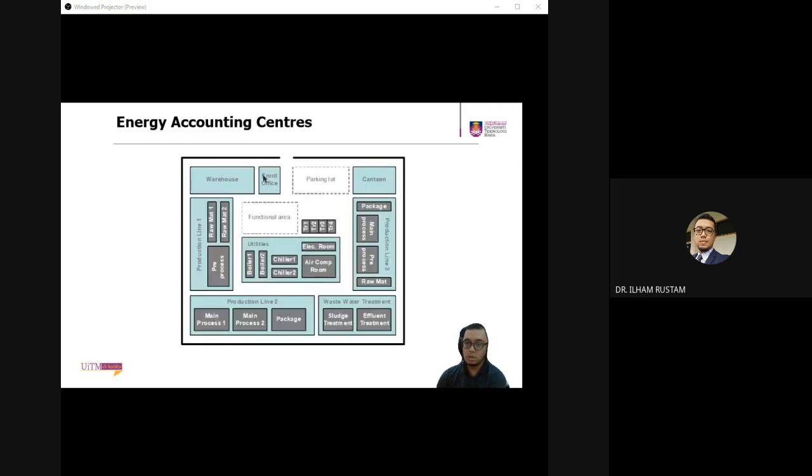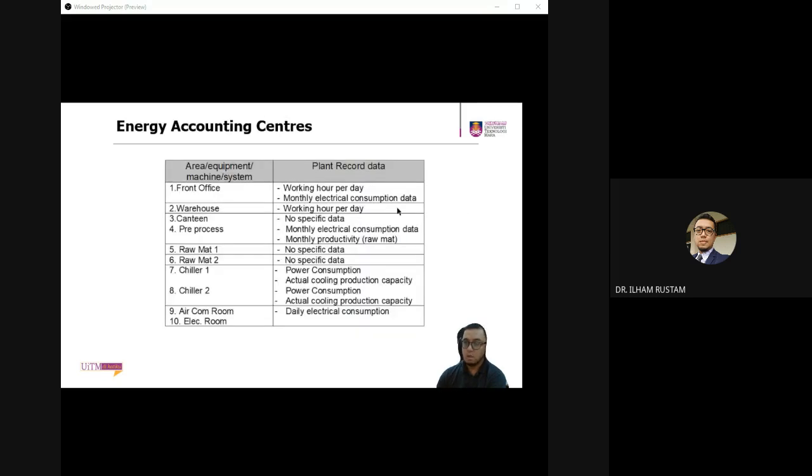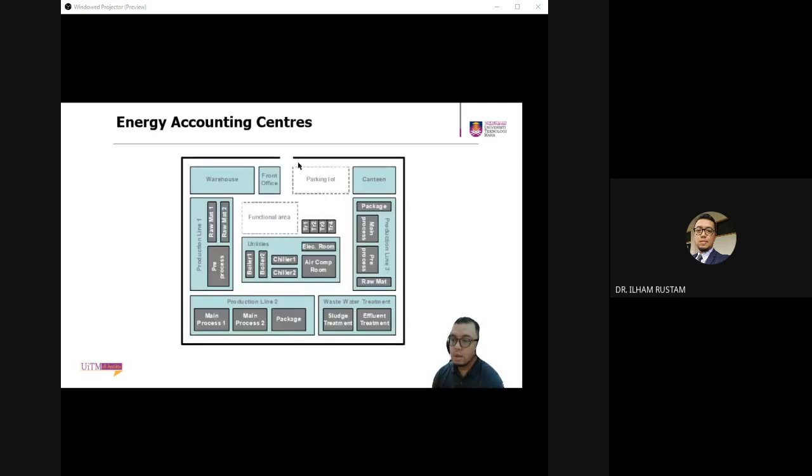So front office here typically will only involve air conditioning and lighting at the most, which consume significant electrical consumption. So that's why you need the data working hour as the output, monthly electrical consumption data as the input. That means you give a certain amount of electrical energy so that workers can work the hours indicated in their contracts. Typically, at the most 10 hours. Okay. And then warehouse is also the same.